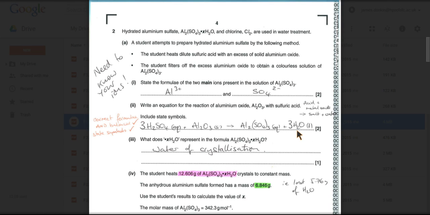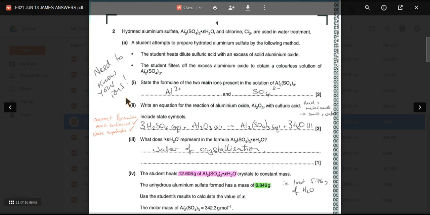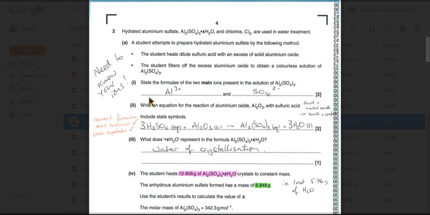Question 2 is testing your knowledge of hydrated salts, and then there's a little bit about chlorine at the end of the question. So, first part of the question: state the formulae of the two main ions present in aluminium sulfate. So you can see I've written up there for my students, you need to know your ions. You must go into that exam knowing these off by heart. So it's Al3+ and SO4 2-.